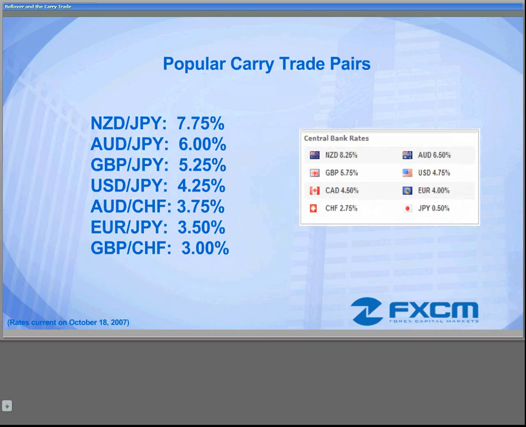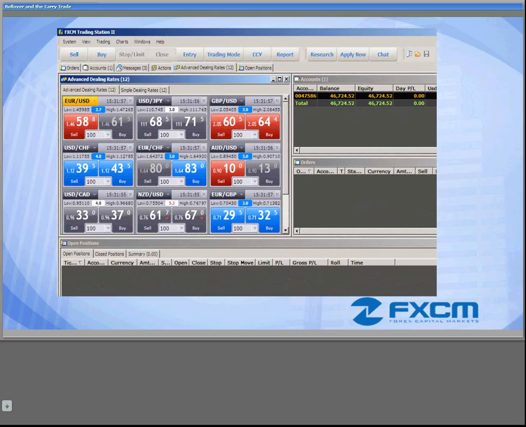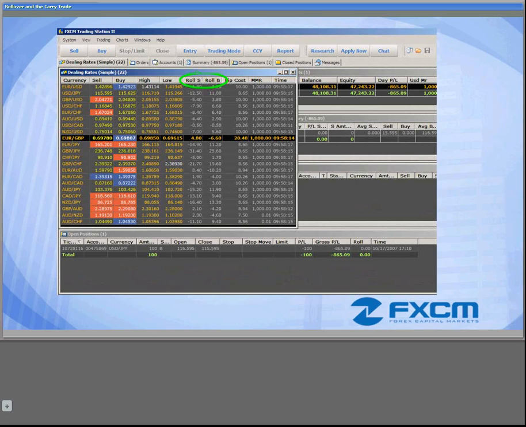You can always view today's rollover rates in your trading station by switching the dealing rates to the Simple View. To change view, simply click on the Simple Dealing Rates tab at the top of the Dealing Rates window. Once you do this, look for the Roll S and Roll B columns. Roll S will show you the amount of rollover you will pay or earn if you sell one lot of that currency and have your trade open at 5 p.m. Roll B is the amount if you buy.